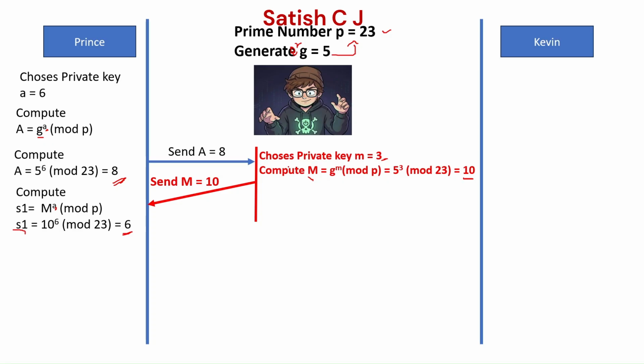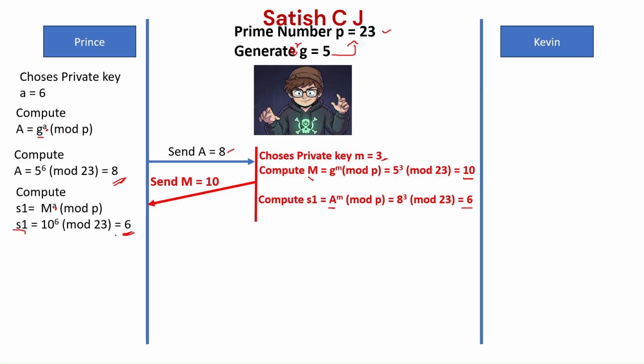And what the hacker does is he receives this value a equal to 8, right? So he is also going to compute the shared session key, or the secret key. So here S1 is equal to the value of a received, a power m, where m is the private key he has taken, mod p, p is the prime number. So that is 8 power 3 mod 23, so it is 6. So now Prince and the hacker both have the same session key, or the secret key.